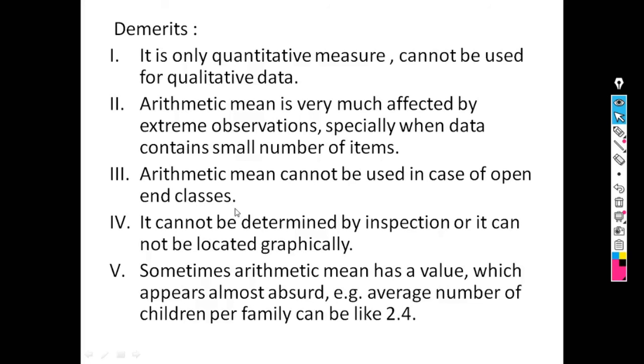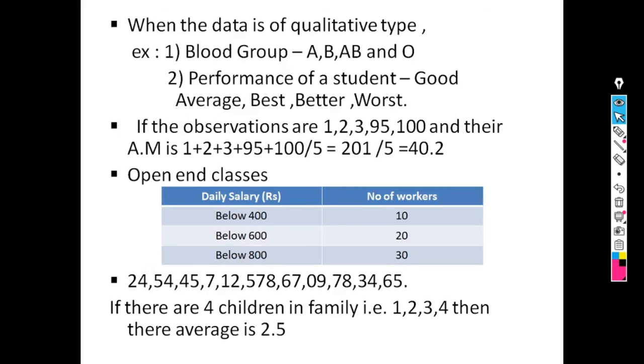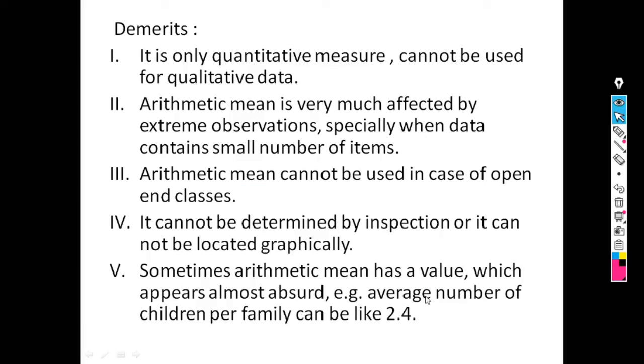Next demerit is it cannot be determined by inspection or it cannot be located graphically. Suppose we take the example 25, 54, 45, 7, 12 up to 65. Just looking at this data or just by inspecting this data we cannot calculate the arithmetic mean, or arithmetic mean cannot be located graphically. This is also the drawback of arithmetic mean.